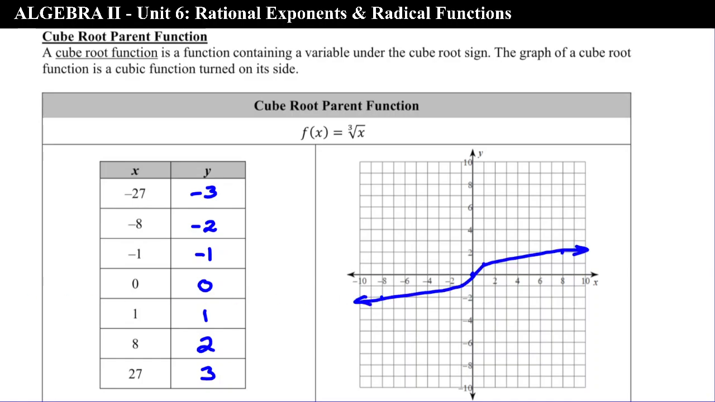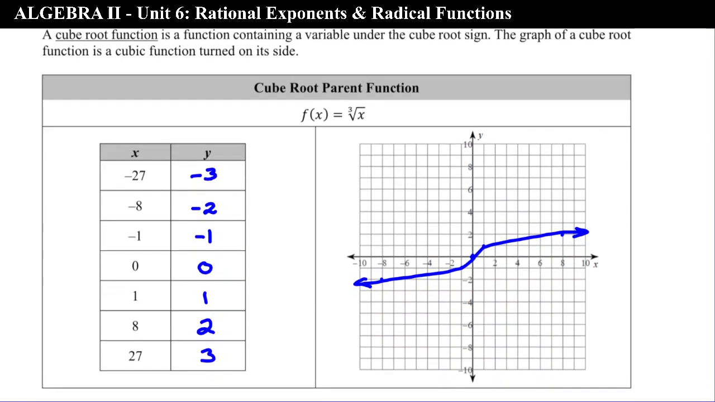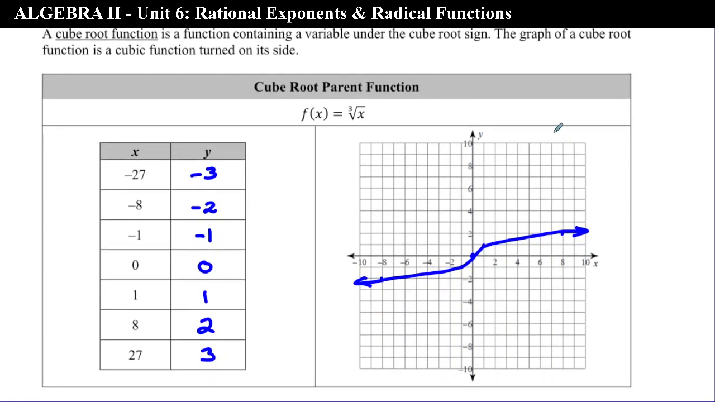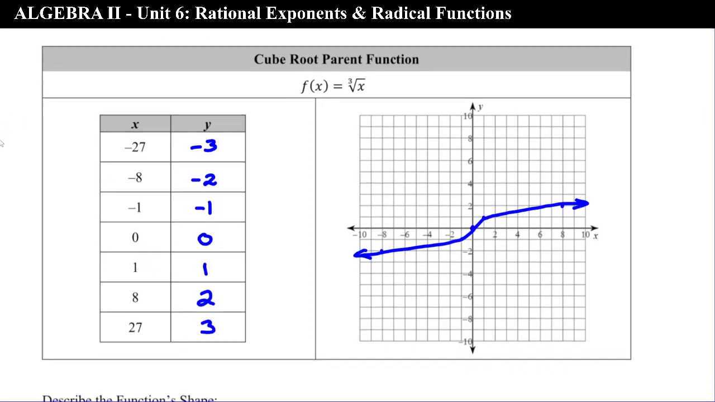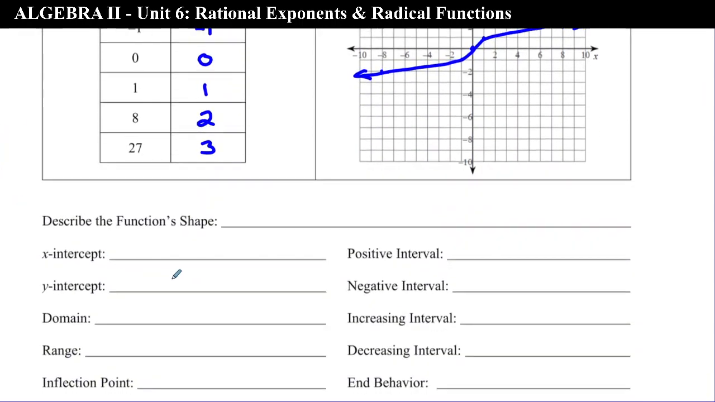So you notice that this graph looks very much like a cubic function, except a cubic function turned on its side. And there's a reason for that. It's because this is the inverse function of a cubic function. If you go back to the beginning of Unit 4 when we did a cubic function, you had a table that looked just like this, except your y's and x's were in different columns. The values were swapped. So when you swap your x and y values, you end up with an inverse function. So what's the function shape? It's a cubic function that has been turned on its side.